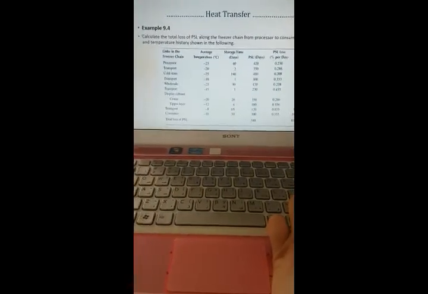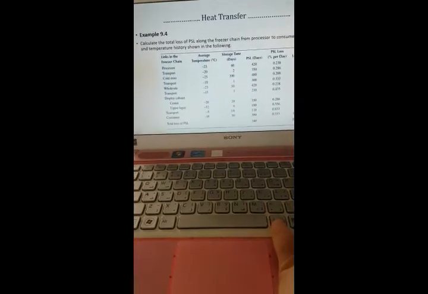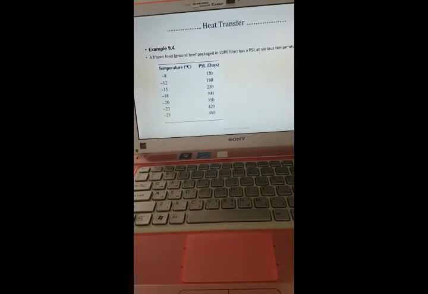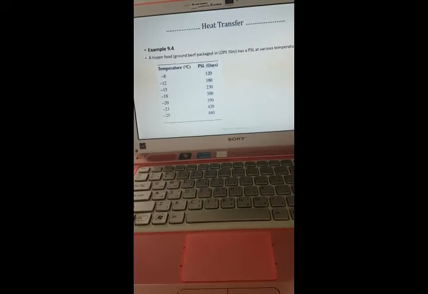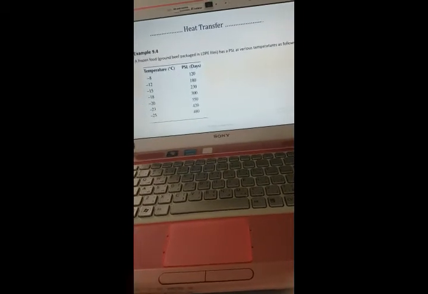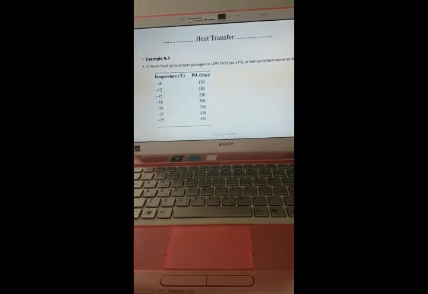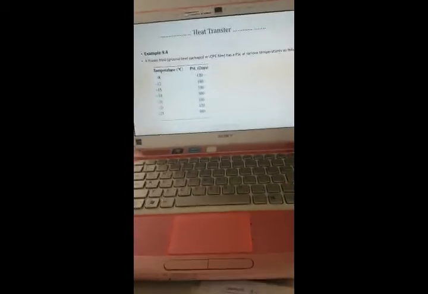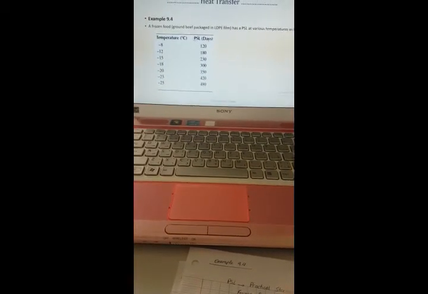Okay, so now we're gonna do the last example, which is example 9.4 of the course. It says that a frozen food, ground beef, packaged in low-density polyethylene film has a PCL, which is the practical storage life at various temperatures, as given in the following table, on different temperatures. And we have the respective different storage values, practical storage life in days.